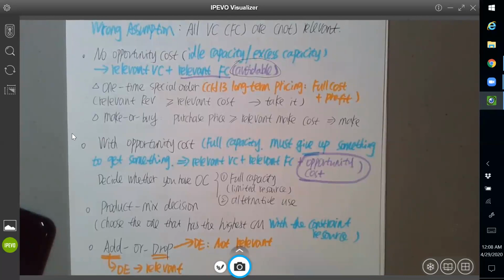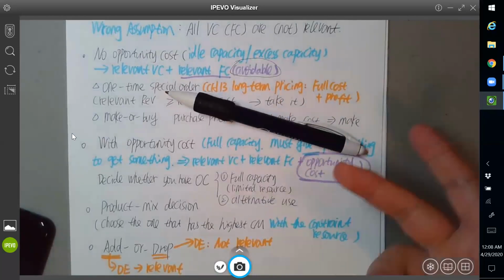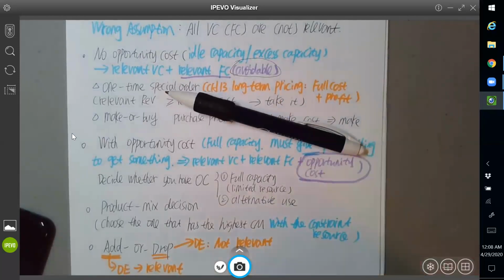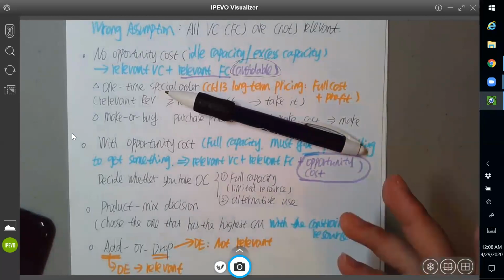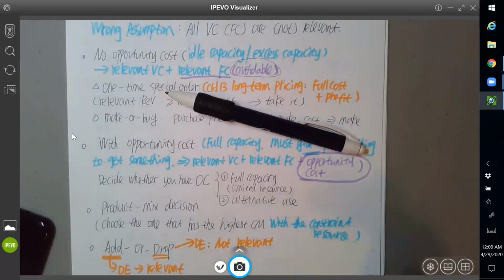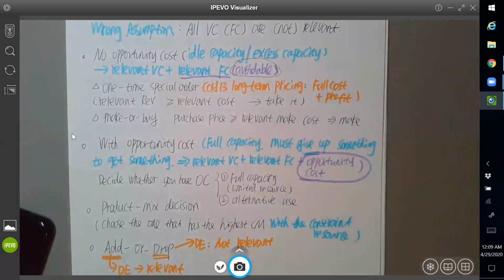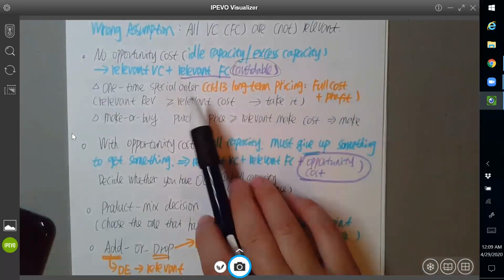Okay, we talk about the one-time special order. Should you accept this special order? Your regular selling price is $10. Variable cost is $3. Somebody offers to buy one time and gives you $4. Should we accept it, yes or no? The concept is, as long as the relevant revenue of $4 is more than the relevant cost of $3 in this situation, you should take it, because there is no opportunity cost. This is short term.